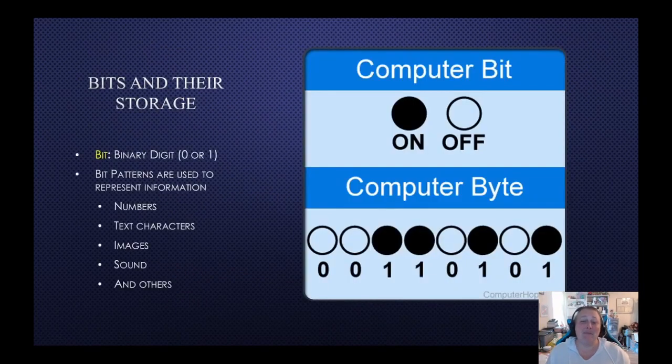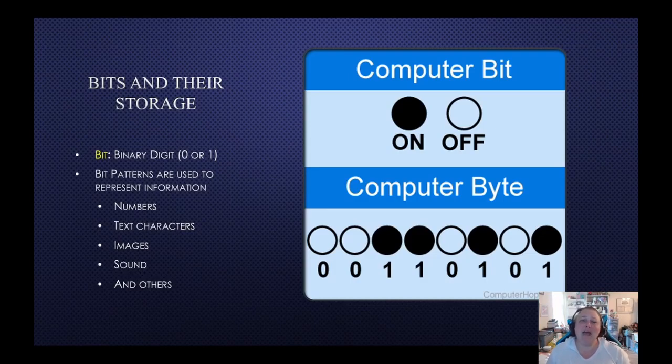Let's talk about a bit. Now, a computer is nothing but an electronic device, so all it knows is on or off, power or no power, true and false. It really only knows two things. So we call that one unit of measure a bit, or a binary digit. It's going to have two different values, on and off. That's all you can have.